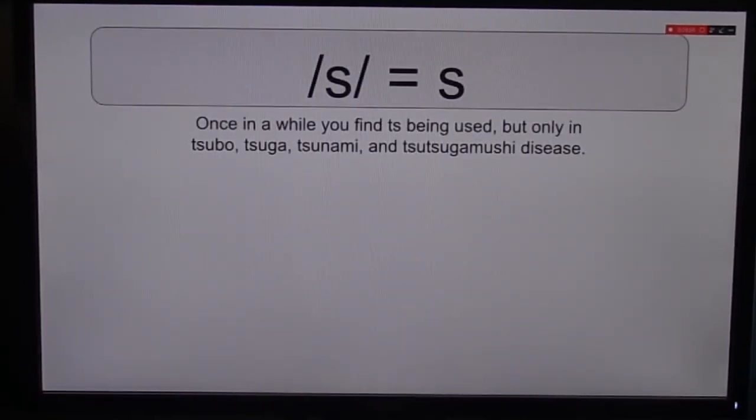Also, sa is once again spelled with an S. Once in a while, you'll find a TS being used, but there's only 4 words you'll find them in. Subo and Suga you might not have heard of, but tsunami, if you know anything about earthquakes, is more common. You should know that one. But there's also Tsutsugamushi disease, which has 2 cases of TS.